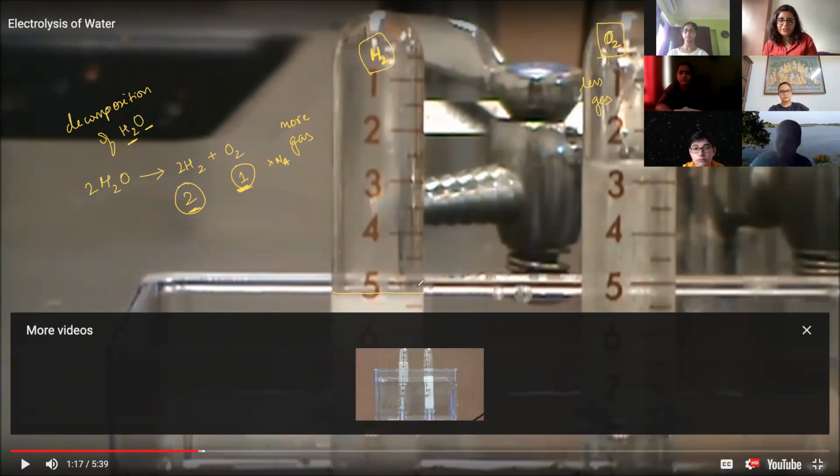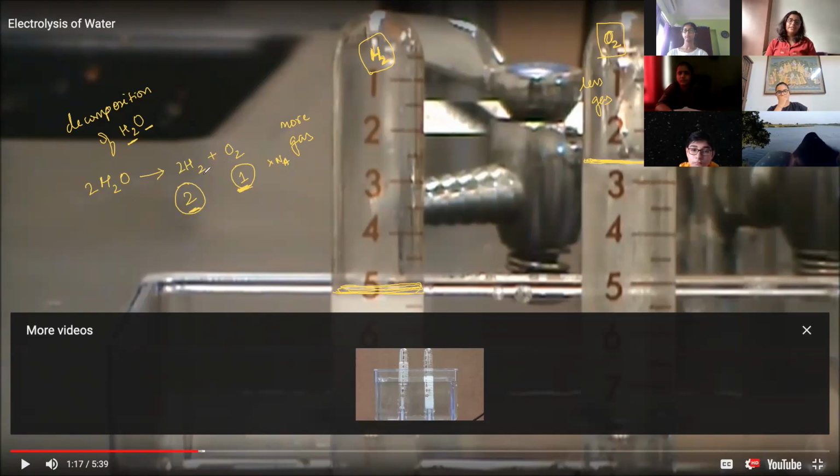Here the hydrogen has reached almost 5 units, 5 ml if we consider. Oxygen will be half of it. So you can see that that's approximately at 2.5 here. So that's a characteristic. Based on the reaction, you can also, again, that's the whole point of balancing equations.